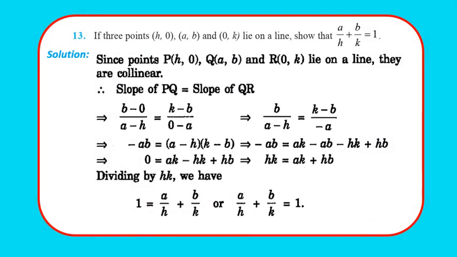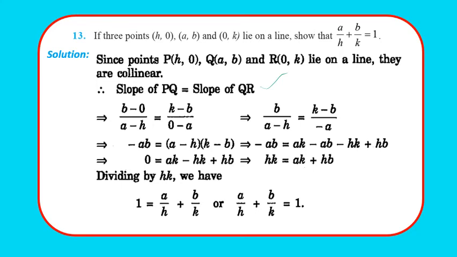Moving to question 13. If three points (h, 0), (a, b) and (0, k) lie on a line, show that a upon h plus b upon k equals 1. Now it is given that the points P (h, 0), Q (a, b) and R (0, k) lie on a line. Therefore they are collinear. So slope of PQ will be equal to slope of QR. We have learned this property.